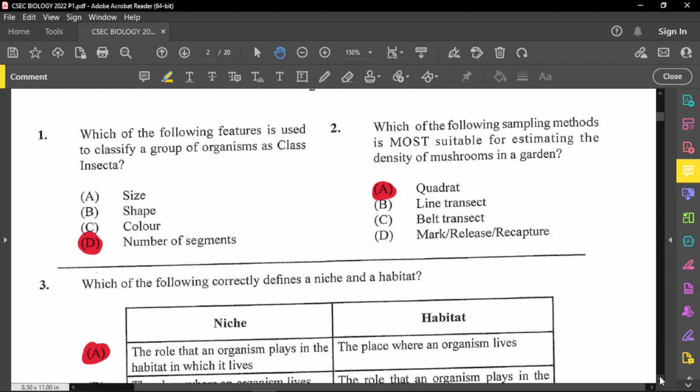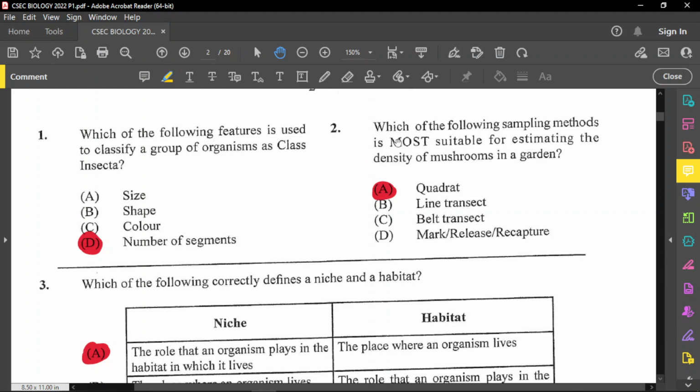And the question number one is state that which of the following features is used to classify a group of organisms as class Insecta, which is insect. And so the size, the shape, or color, not important. Matter of fact, this question is a repeat question. The number of segments, very important, because remember, insects, they have 3 segments. And so you have the head, the thorax, and the abdomen. And so definitely D is the answer.